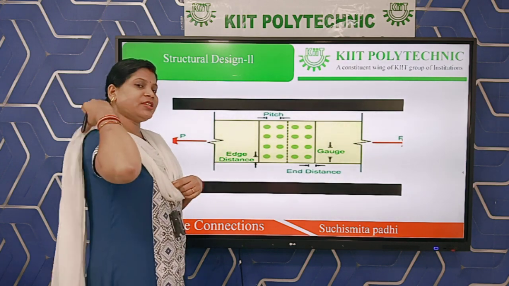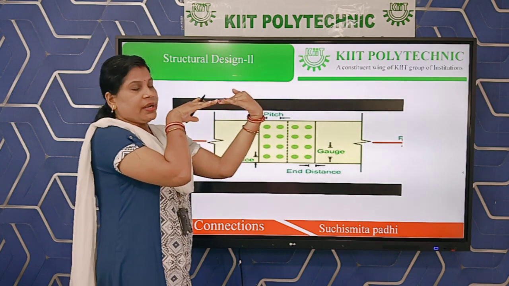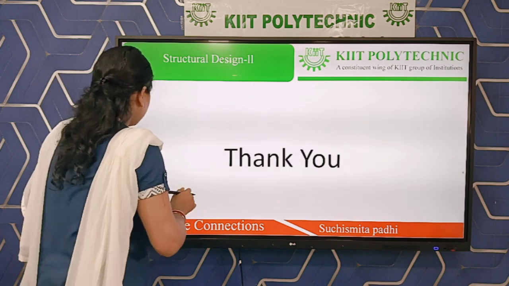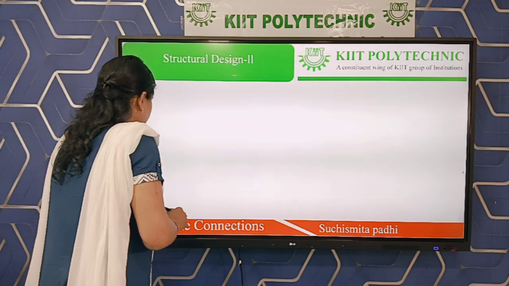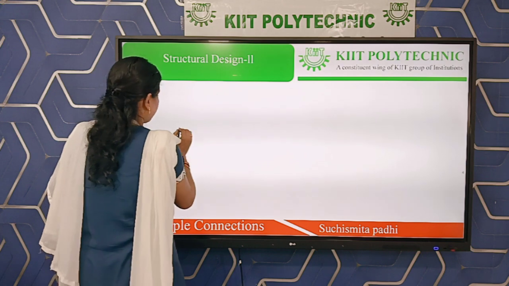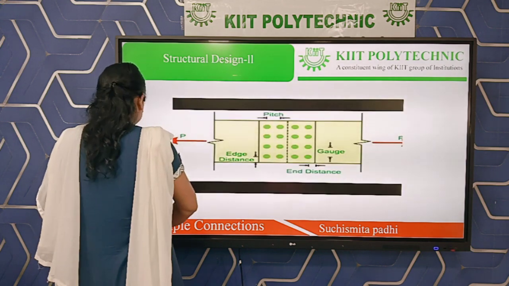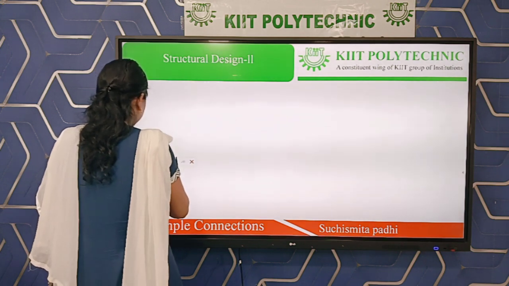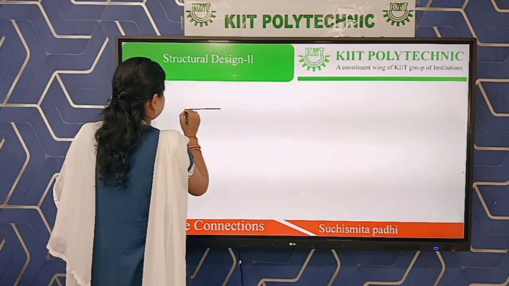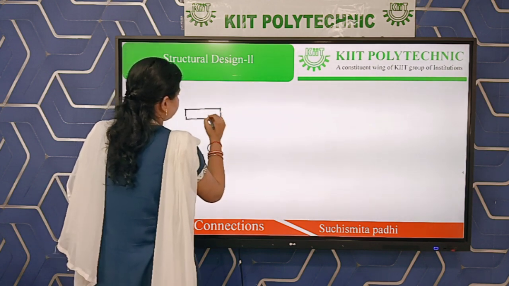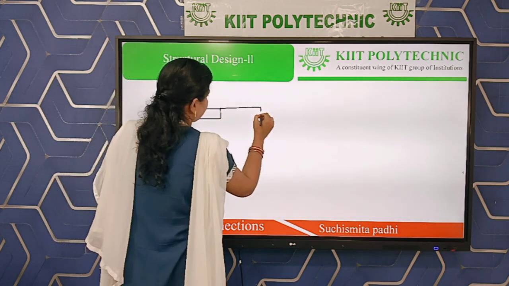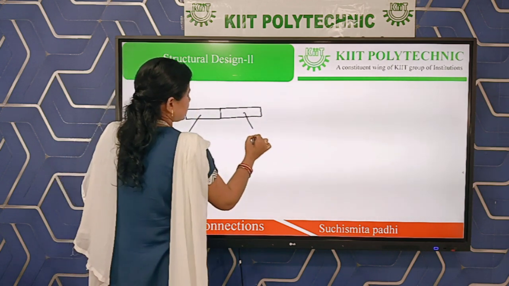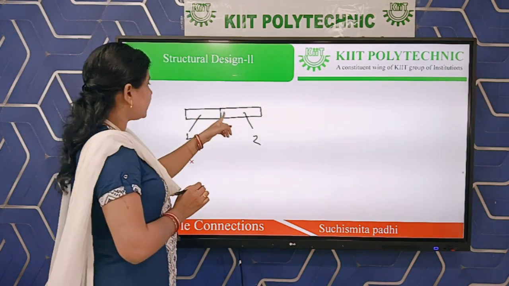Butt joint. Butt joint means two members to be connected end to end. This is one member and this is another member. This is the first member and this is the second member. Here two members are connected end to end.